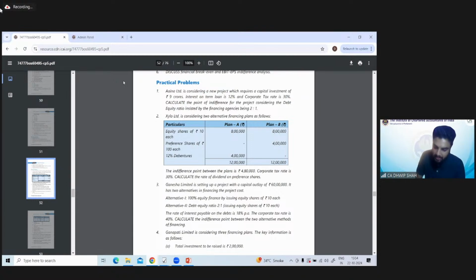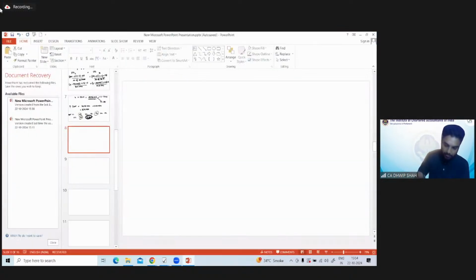INA Limited is considering a new project which requires capital investment of 9 CR. Interest on term loan is 12%. Corporate tax is 30%. Calculate the point of indifference for the project considering the debt equity ratio insisted by the financing agencies being 2:1. क्या पूछा इस क्वेश्चन में?